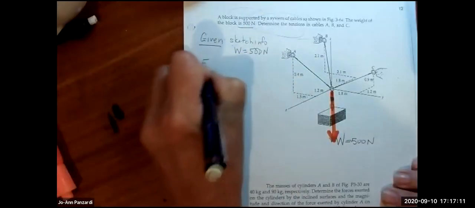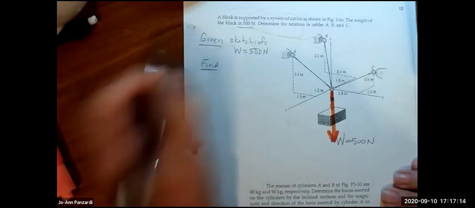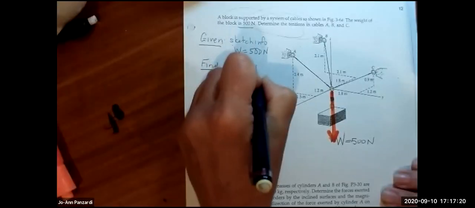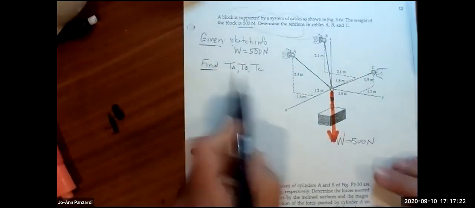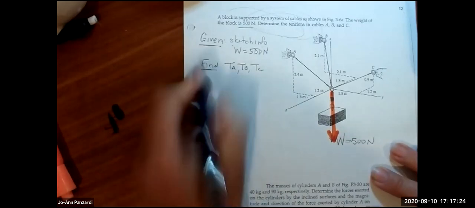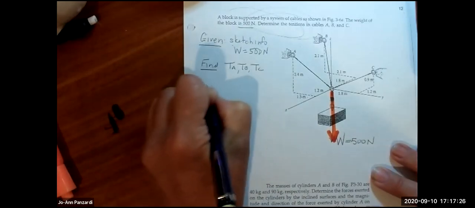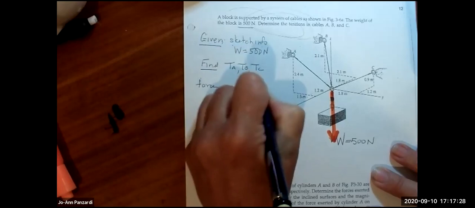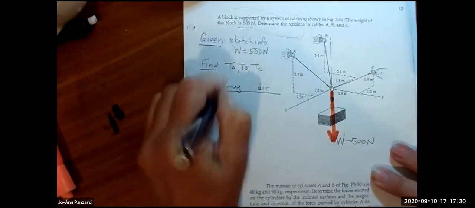Okay, and Adam, what do we need to find? The tension in cable A, cable B, and cable C. Right. Okay, and I'm going to call them TA, TB, and TC. Okay, table: force, magnitude, direction.